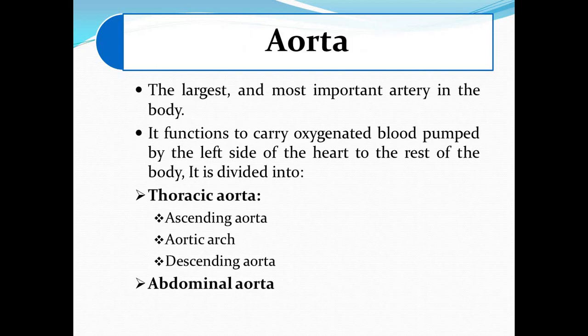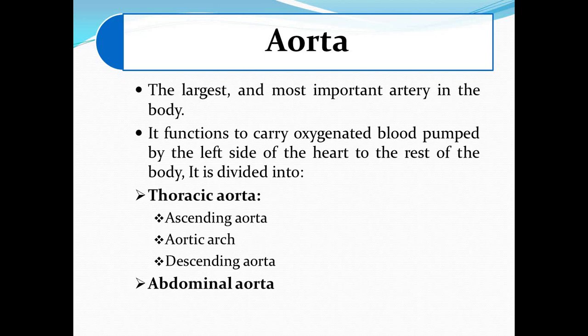So let's start with the aorta, which is the largest and the most important artery in the body, because it's the one that takes the blood out from the heart and sends it to the whole body circulation. And we will know that when there is some abnormality of the aorta, it's very risky. We'll have some images in which the abnormality in the aorta will present very early in life. It functions to carry the oxygenated blood that is pumped by the left ventricle through the aortic valve and take it to the rest of the body.